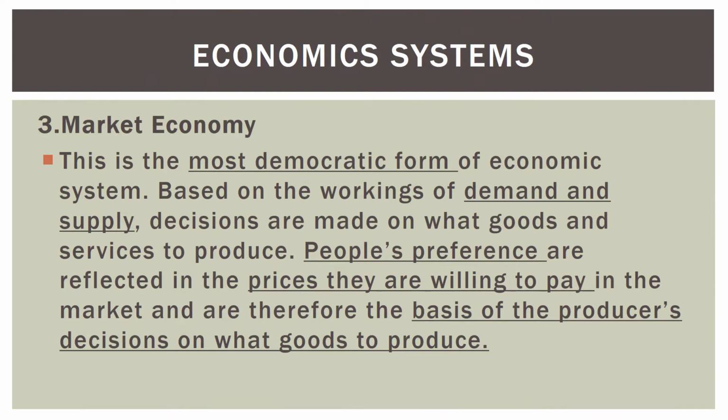Third, market economy. This is the most democratic form of economic system based on the workings of demand and supply. Decisions are made on what goods and services to produce. People's preferences are reflected in the prices they are willing to pay in the market and are therefore the basis of the producer's decisions on what goods to produce.